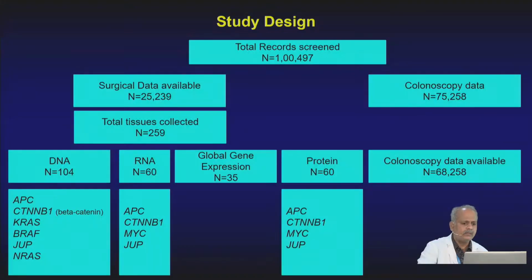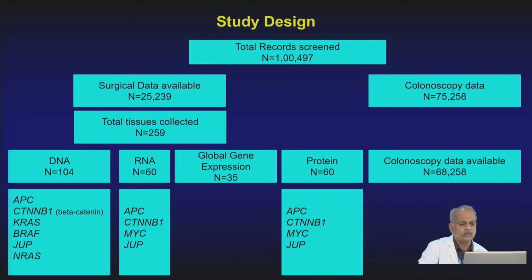cell proliferation occurs. Now, with this background, we initiated this study to look at what percentage of tumors of the Indian ethnicity actually follow the adenoma carcinoma sequence, and if it is a minority in number, we wanted to identify the pathway that is predominantly there in the Indian colorectal cancer.